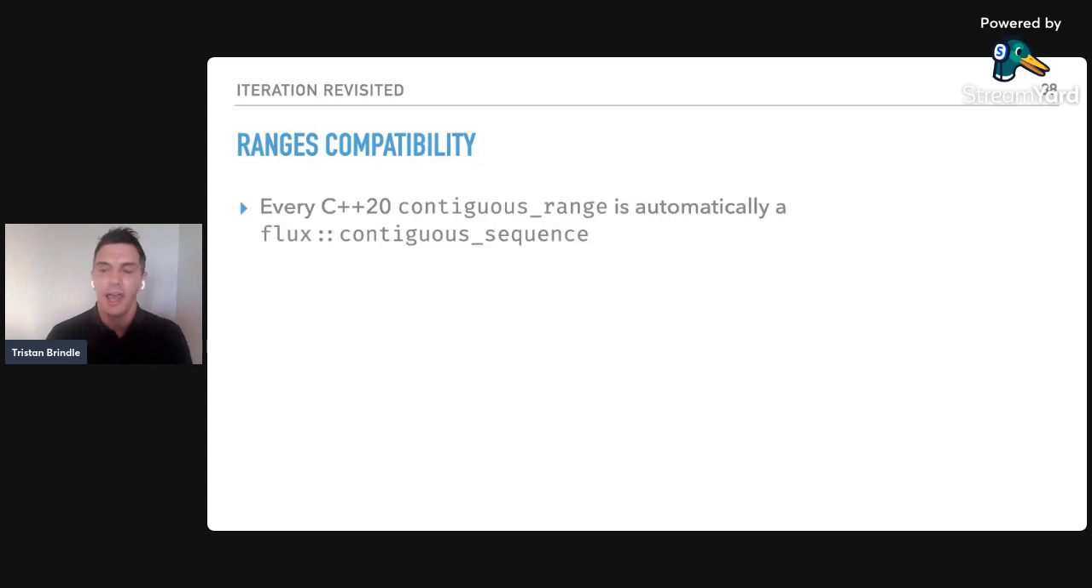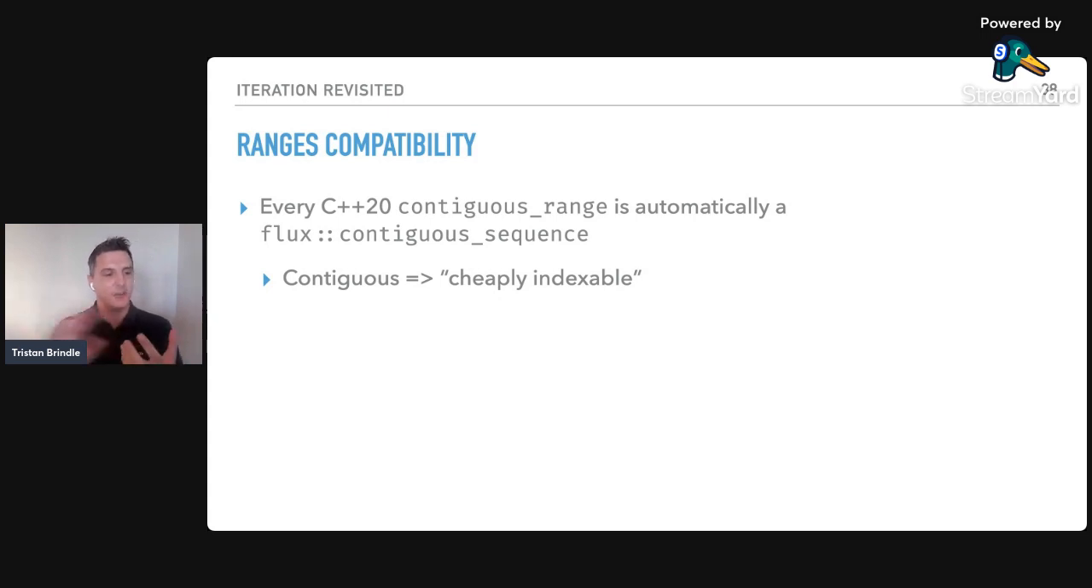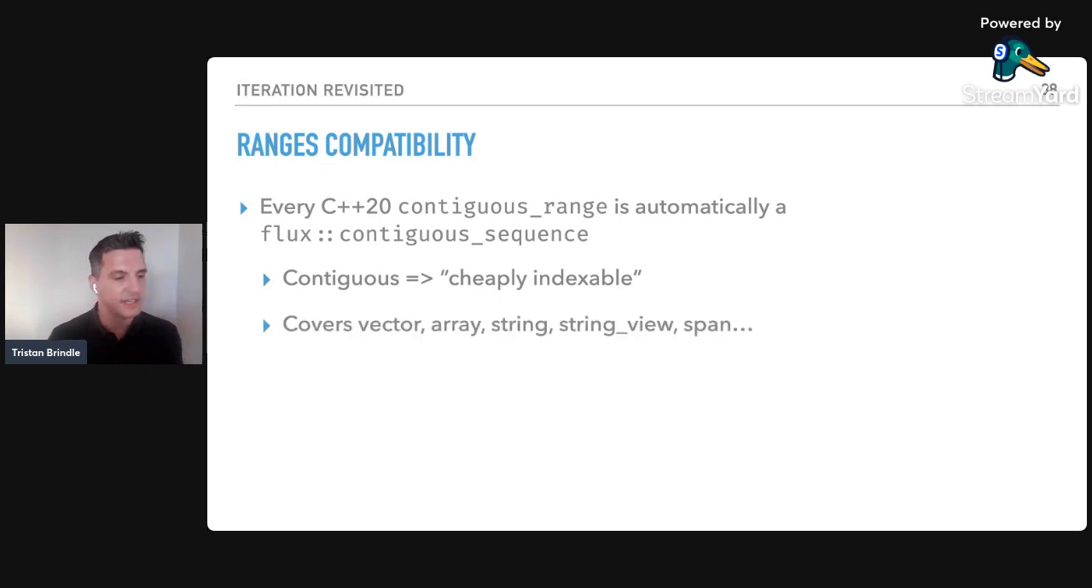So first of all, every C++20 contiguous range is automatically a Flux contiguous sequence. We have a blanket implementation for everything that matches the C++20 contiguous range concept. It's automatically a Flux contiguous sequence. The reason we can do this is because contiguous ranges are cheaply indexable. We can get the data pointer. We can offset from the data pointer. We can do cheap bounds checking. So this covers vector, array, string, string view, span, all of these things. Every contiguous range, you can just use it with Flux. You don't have to do anything at all.